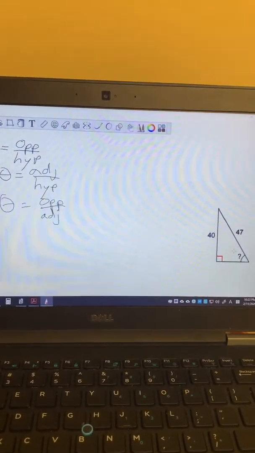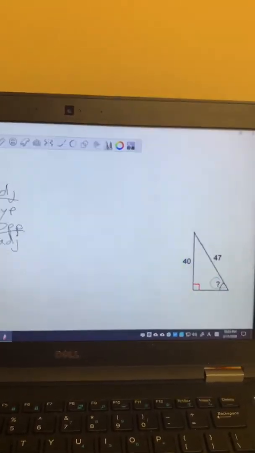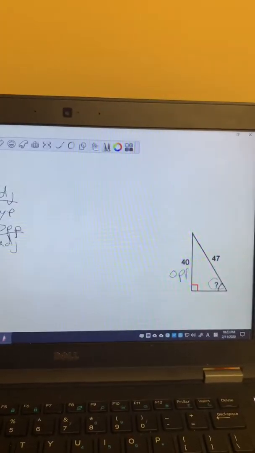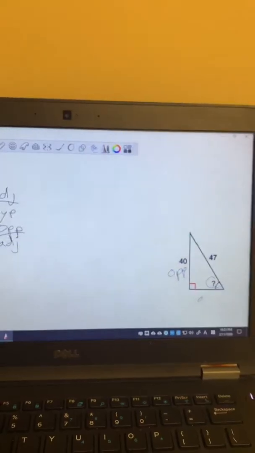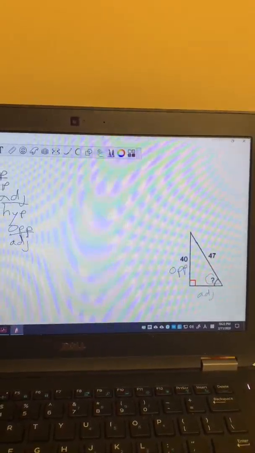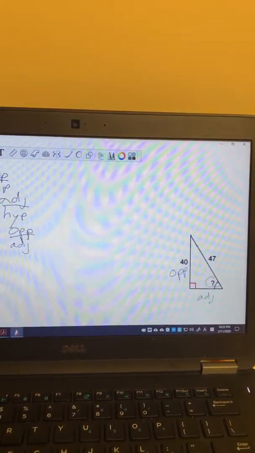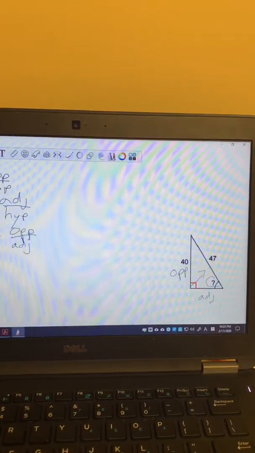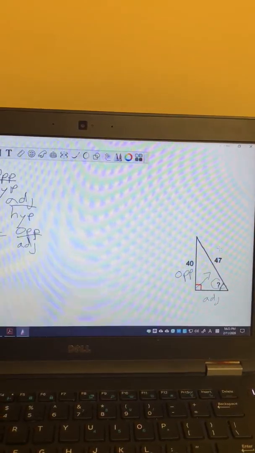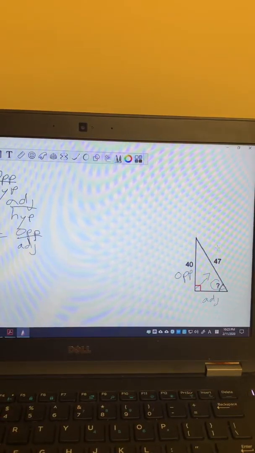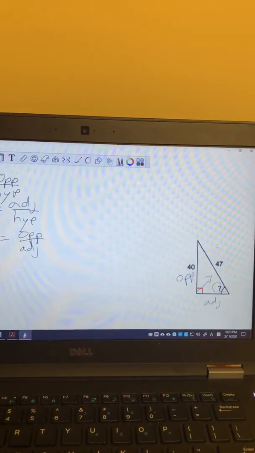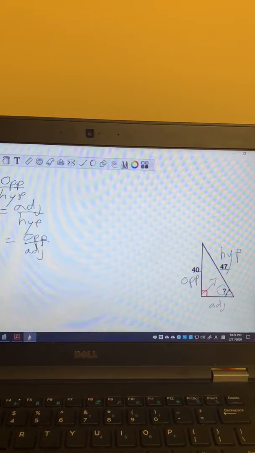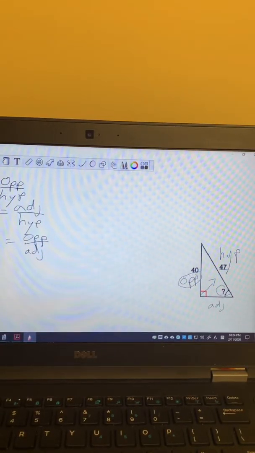So we know the one right across from this angle is opposite, and the one touching it right next to it is adjacent. The one that's not opposite or hypotenuse. Both are pretty easy to find. Hypotenuse is the one right across from the 90-degree angle, and it is also the longest length, so pretty easy to find. So that's the hypotenuse. So the two numbers we'll be using are 40 and 47, and that is opposite and hypotenuse.